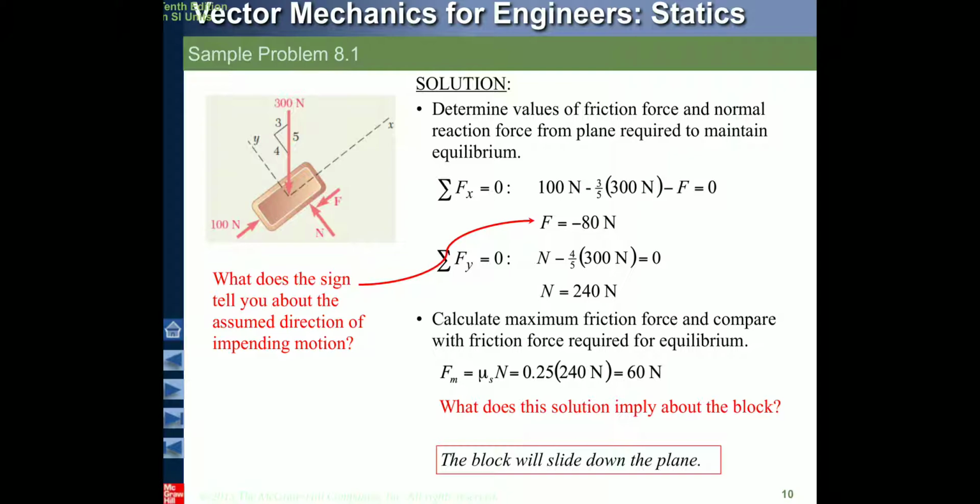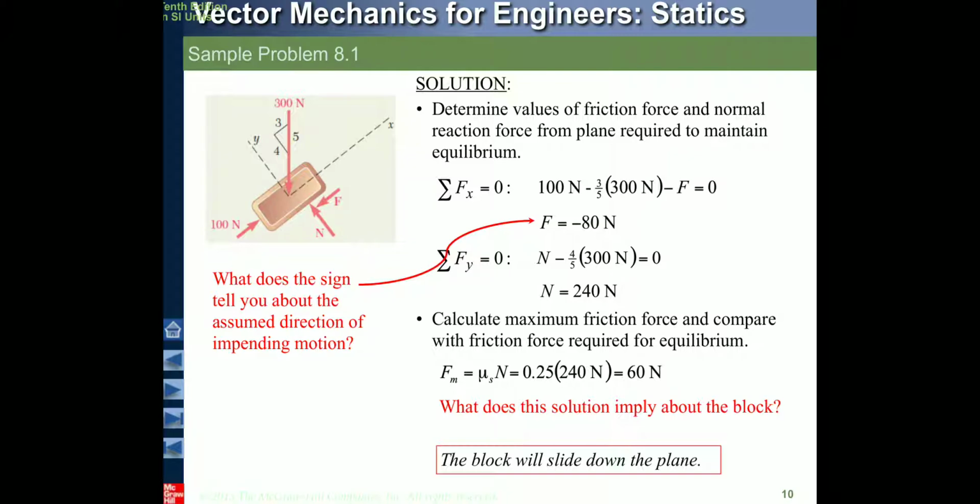Then let us find sigma Fy, the sum of all vertical forces. Sum of all vertical forces means here towards up normal is acting, right? So plus. Then the vertical component of the weight, vertical component means 4 by 5 of the 300 Newton force. Then we will get N is equal to 240 Newton.